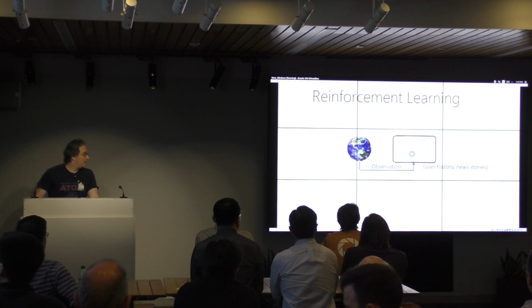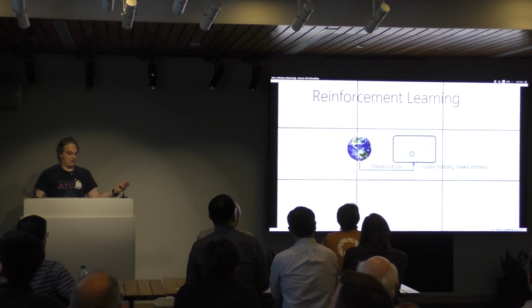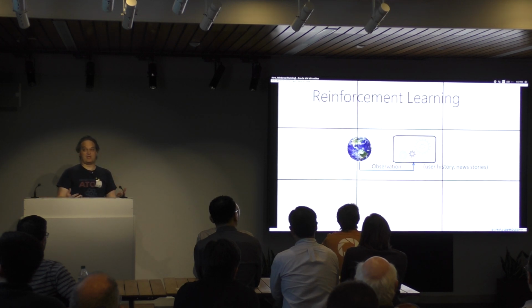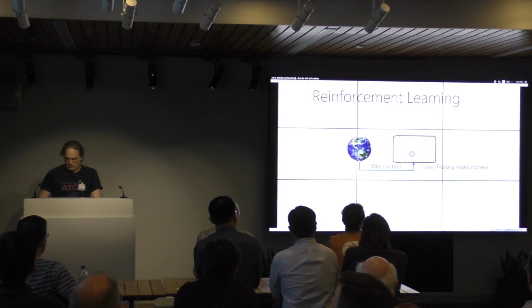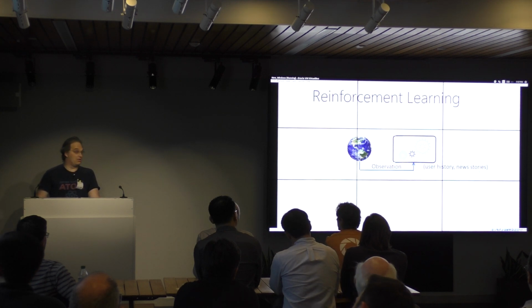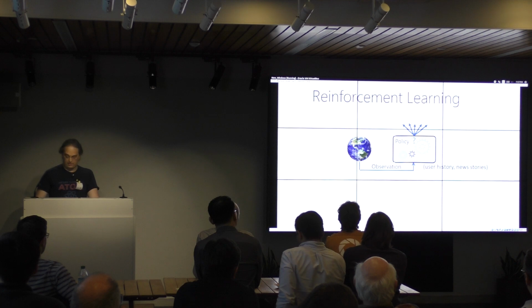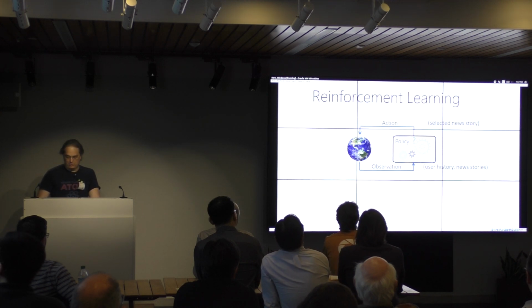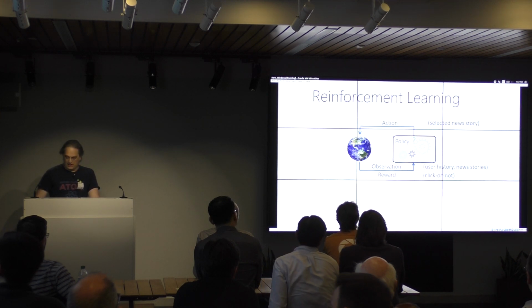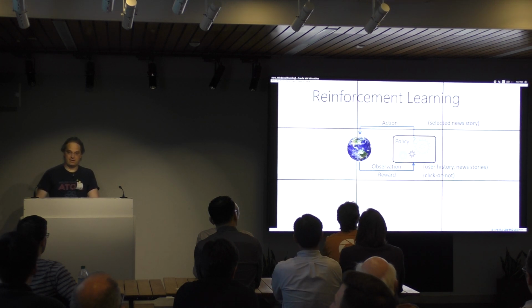So you have some observation that comes in. This is a different paradigm from supervised learning. You have an observation that comes in, and that could be the user history and the news stories. You have a learning algorithm with some policy, which needs to make a choice among different news articles. Then you choose some news story, and later on there's a feedback. Maybe there's a click or no click, right?